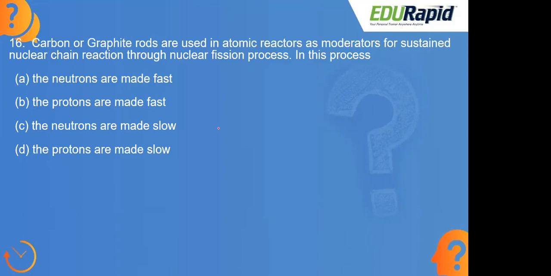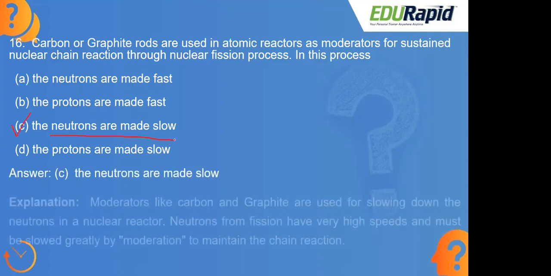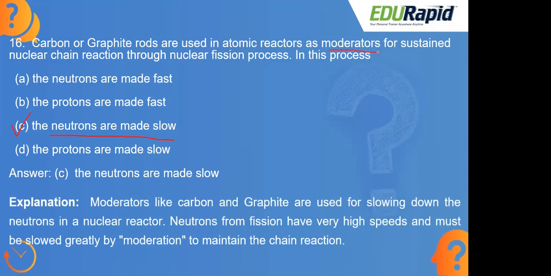Okay, let us look at the answer now. The right answer is option C. The neutrons are made slow here. So what is the function of these moderators? Why do we have to add them in nuclear reactors? Because moderators like carbon, graphite, and cadmium are capable of slowing down the neutrons in nuclear reactors.